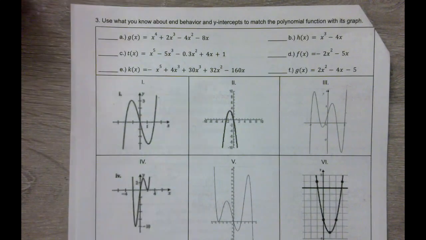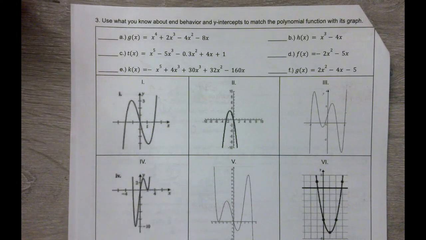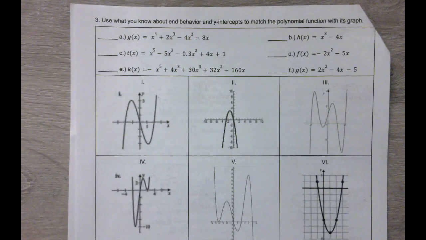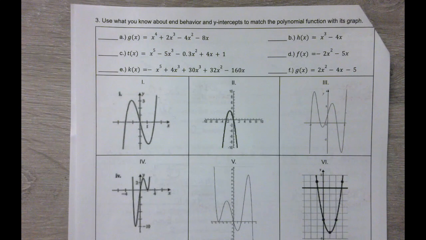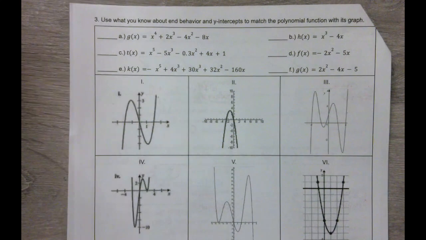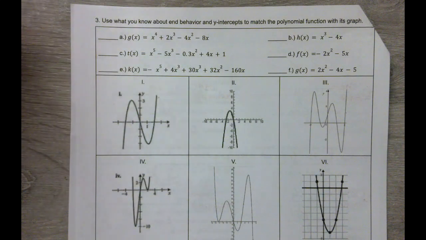Number 3, use what you know about end behavior and y-intercepts to match the polynomial function with its graph. Now you've seen a very similar problem to this on the benchmark study guide. What was nice about that problem is you could pretty much just cheat and only use the y-intercept to get your answers. That is not going to work this time. This time you are going to have to use a combination of the y-intercept and the end behavior from the graphs and the equations to get your answers.